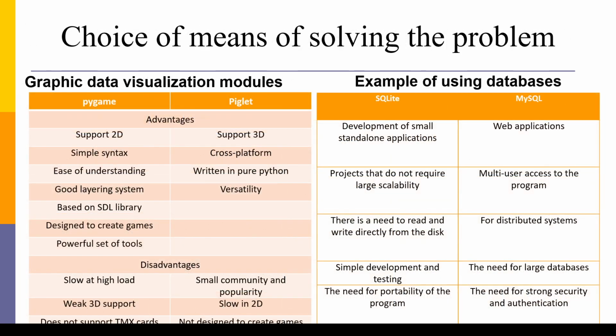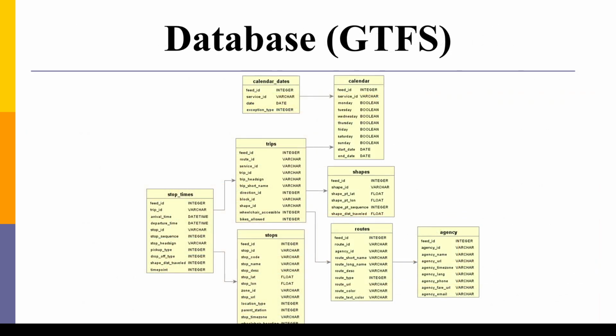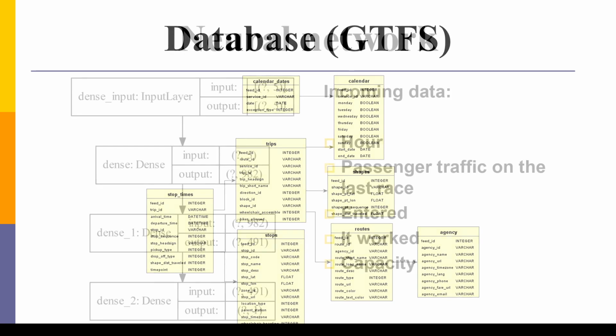Among the graphical data visualization modules, the choice was made between Pygame and Pyglet. As a result, Pygame was chosen because it better supports 2D rendering and it's quite easy to use. The table on the right shows an example of using two different databases, SQLite and MySQL. As a result, following from the data, the SQLite database is chosen for use in the designed system. The slide shows the schematic of the database in which GTFS data is stored. The database contains certain mandatory tables, and this set is approved by the GTFS standard.